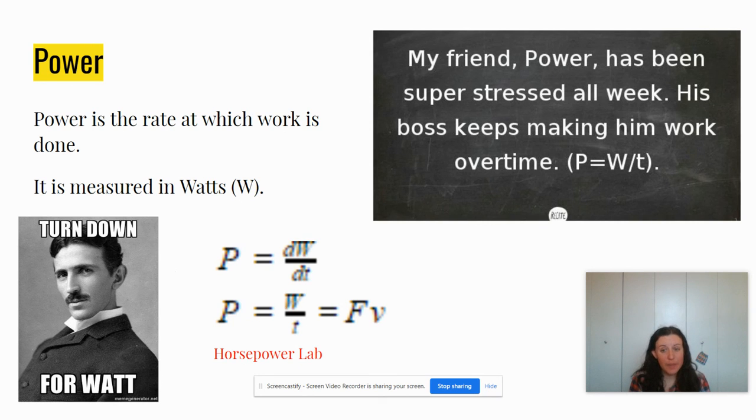Now we did a lab where I made you run up some stairs. You probably remember that, so keep that in mind. And power is measured in watts.